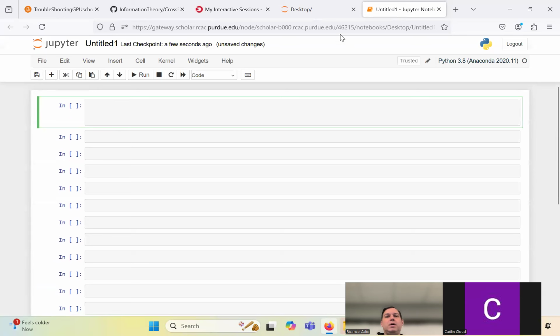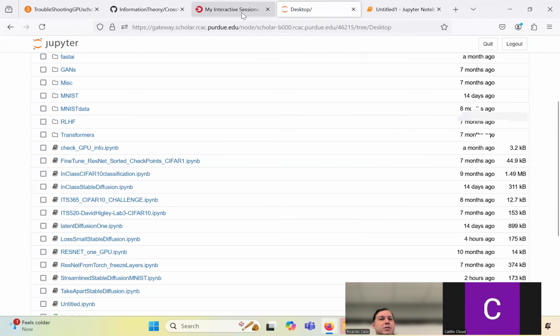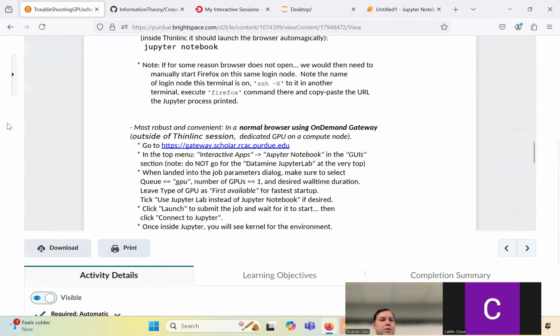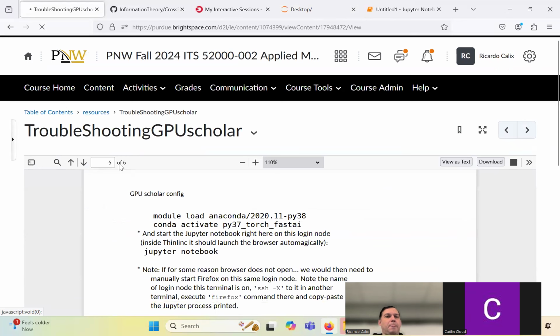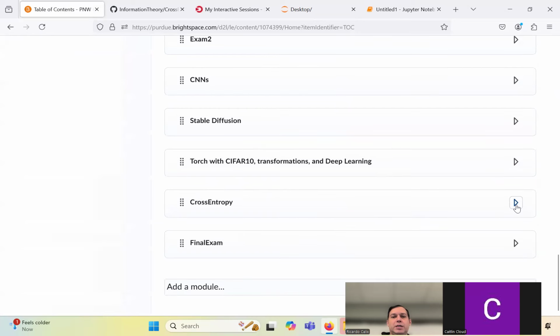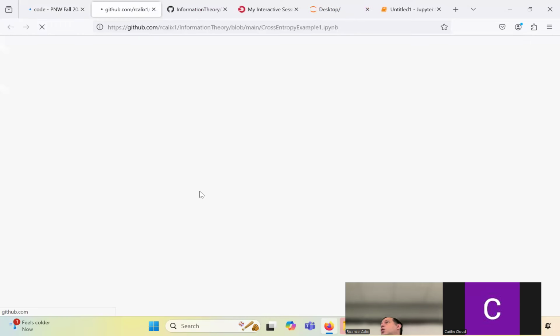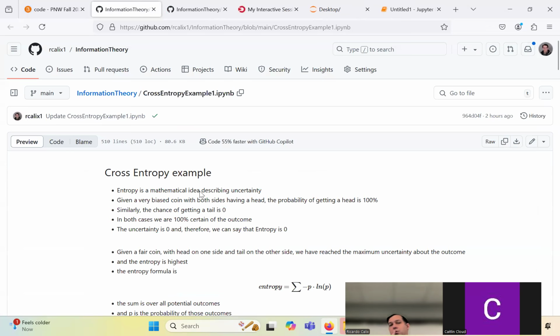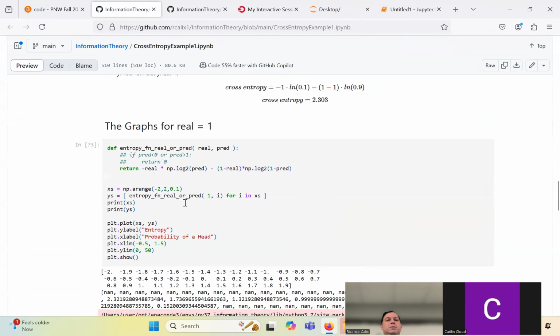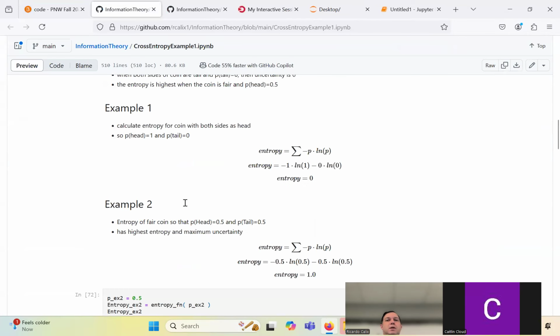Okay, so the code I'm going to be using, you can find here. Like I said, if you go to the Brightspace, go down here to cross entropy, click on code, guys. All right, and it should be this one. I'll be going over some of my notes, and then we'll go over some of the intuition of how this works.